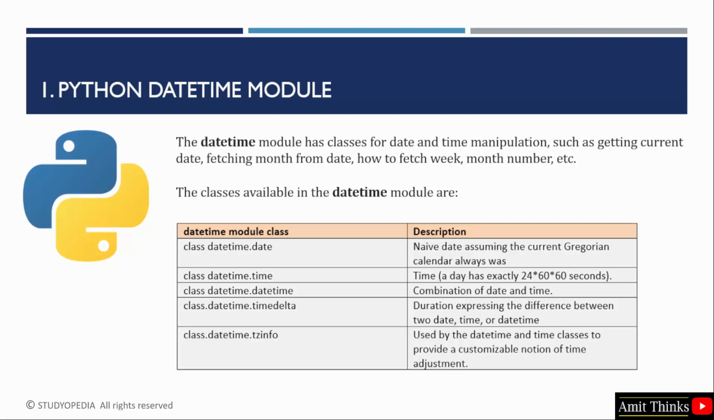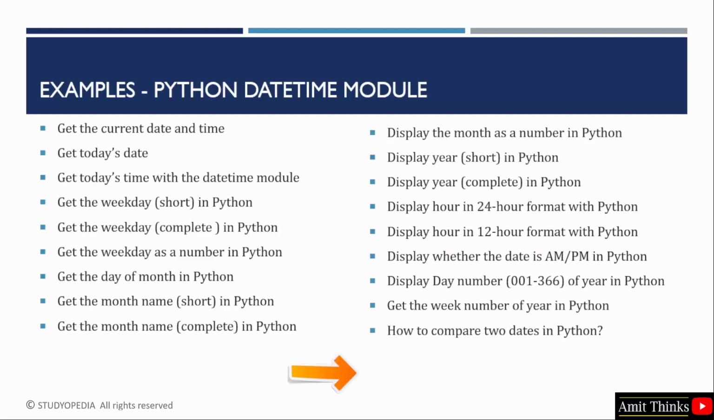The first one is DateTime. It is used to manipulate date and time, like getting the current date, fetching month, fetching week, etc. So these are the classes available in the DateTime module. To get the datetime, that is the combination, the difference between two dates or the time zone. So here are some examples of the DateTime module. After completing these examples, we will see some examples of the time as well as calendar module. So let us start with the DateTime module.